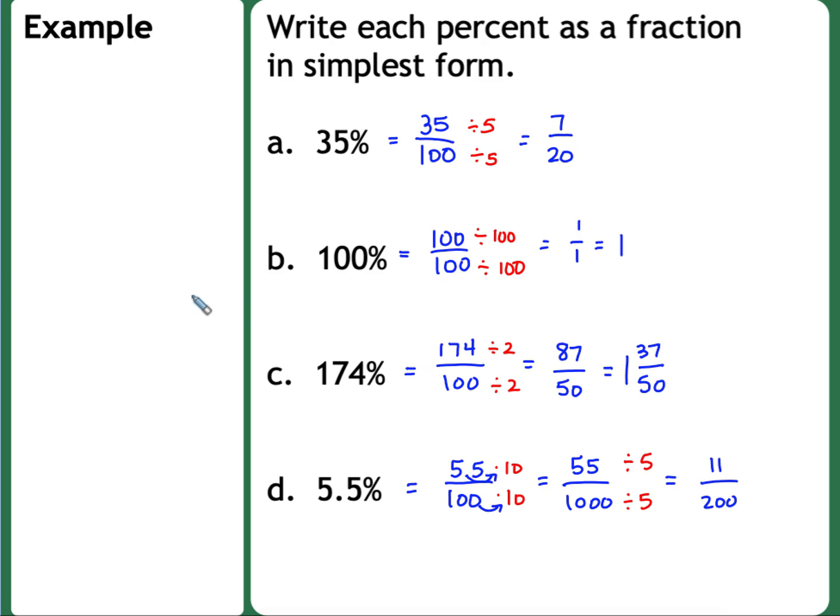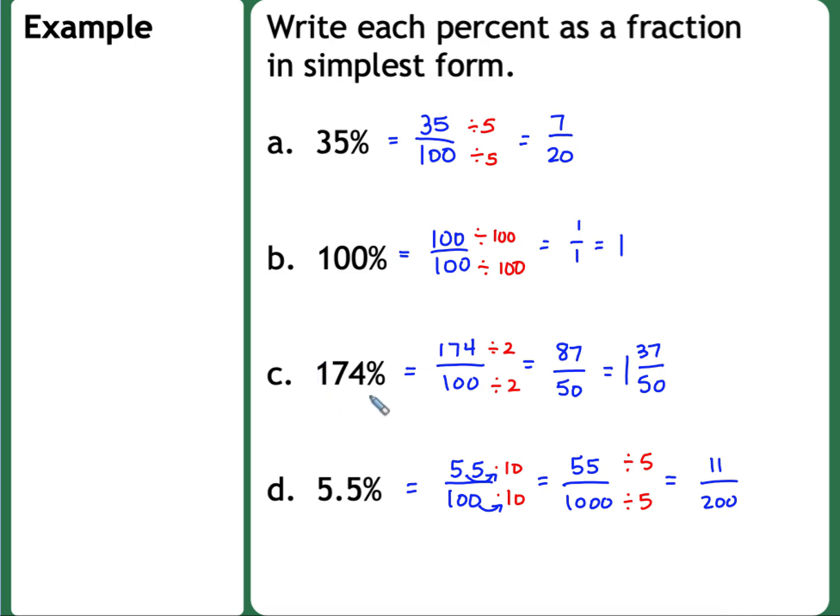So here are several examples. 35% is written as 35 per 100, and then simplify. These are both divisible by 5, and you get 7/20. So 35% of something is the same thing as 7/20 of something. 100%, as you might guess, is 100 out of 100, which is simply 1 whole. So if you have 100% of something, you have 1 whole of that thing. So if you ate 100% of the pie, that means you ate 1 whole pie.